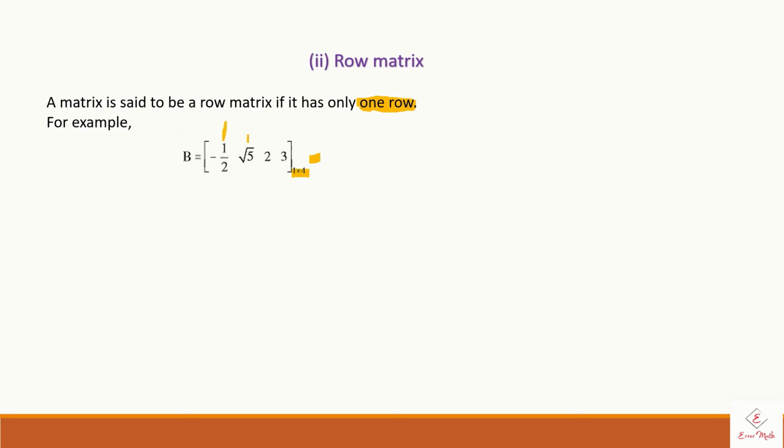Next comes the row matrix. Like the column matrix, the row matrix is the same. It has only one row and many columns. So this is the example for it. In general, this row matrix has order of 1 by n because there is only one row, so m is equal to 1 and many columns. So 1 into n is the order. You can pause the video to note this down.